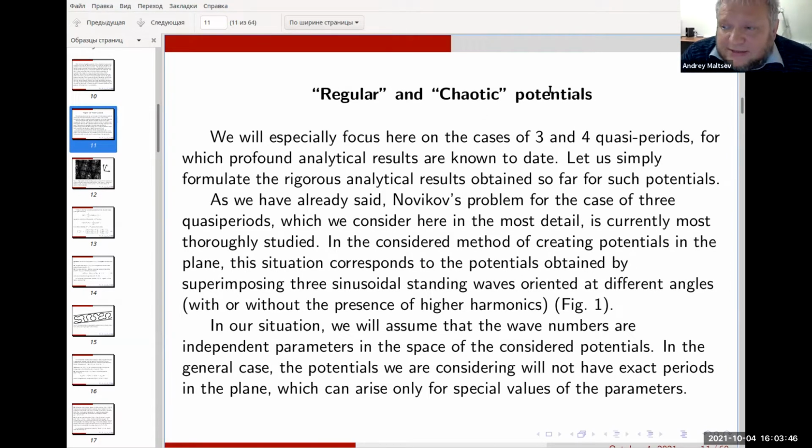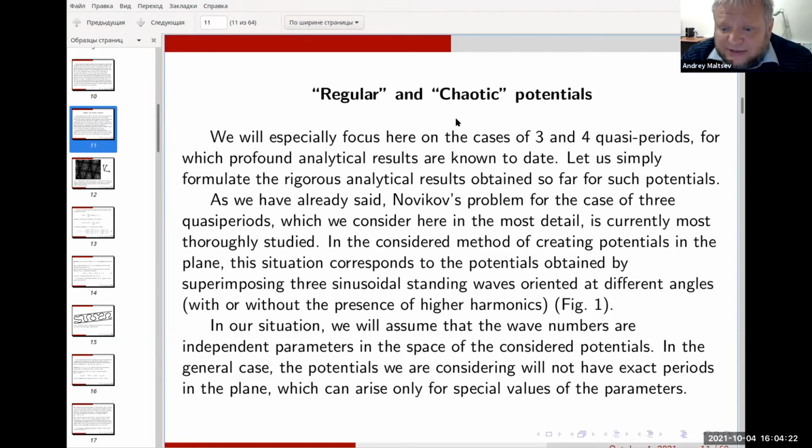So let us now introduce the definition of regular and chaotic potentials, and we will especially consider the case of 3 and 4 quasi-periods, because for these two particular cases, there are now serious analytical and topological results which describe the geometry of level lines of such potentials. And it can be said that no serious results for a higher number of quasi-periods exist at the moment.